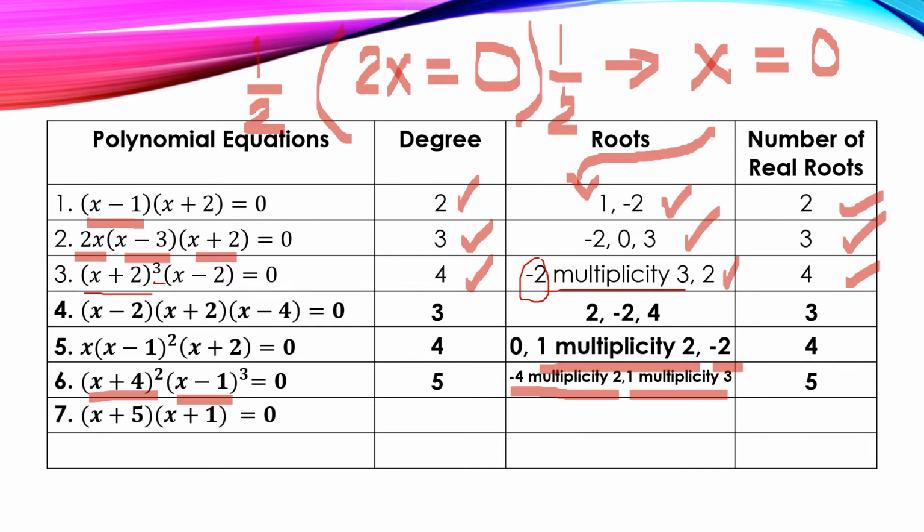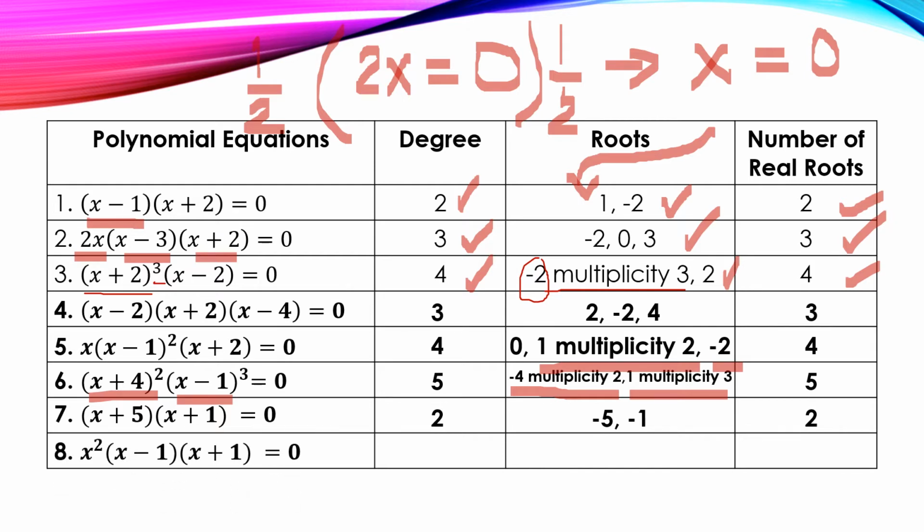Okay? Next, number 7. You have the quantity of x plus 5 times the quantity of x plus 1 is equal to 0. Ito, medyo madali. The degree is, correct, that is 2. And the roots are negative 5 and negative 1. And the number of real roots is 2.